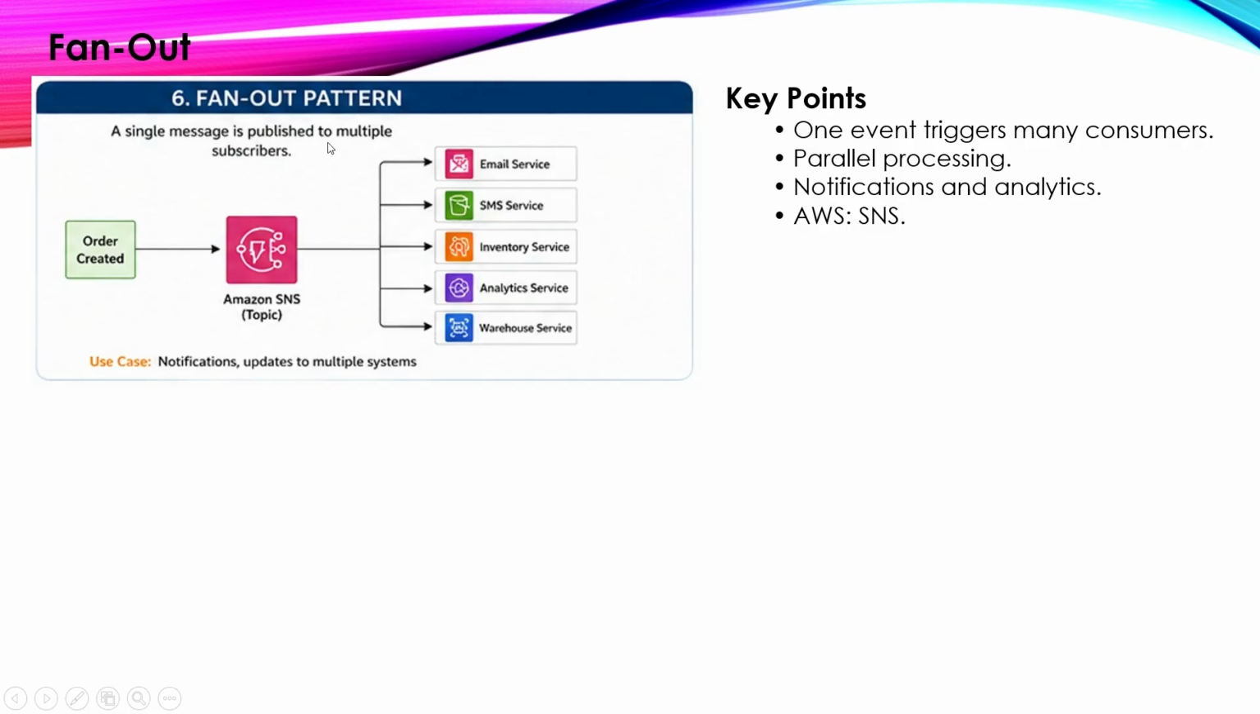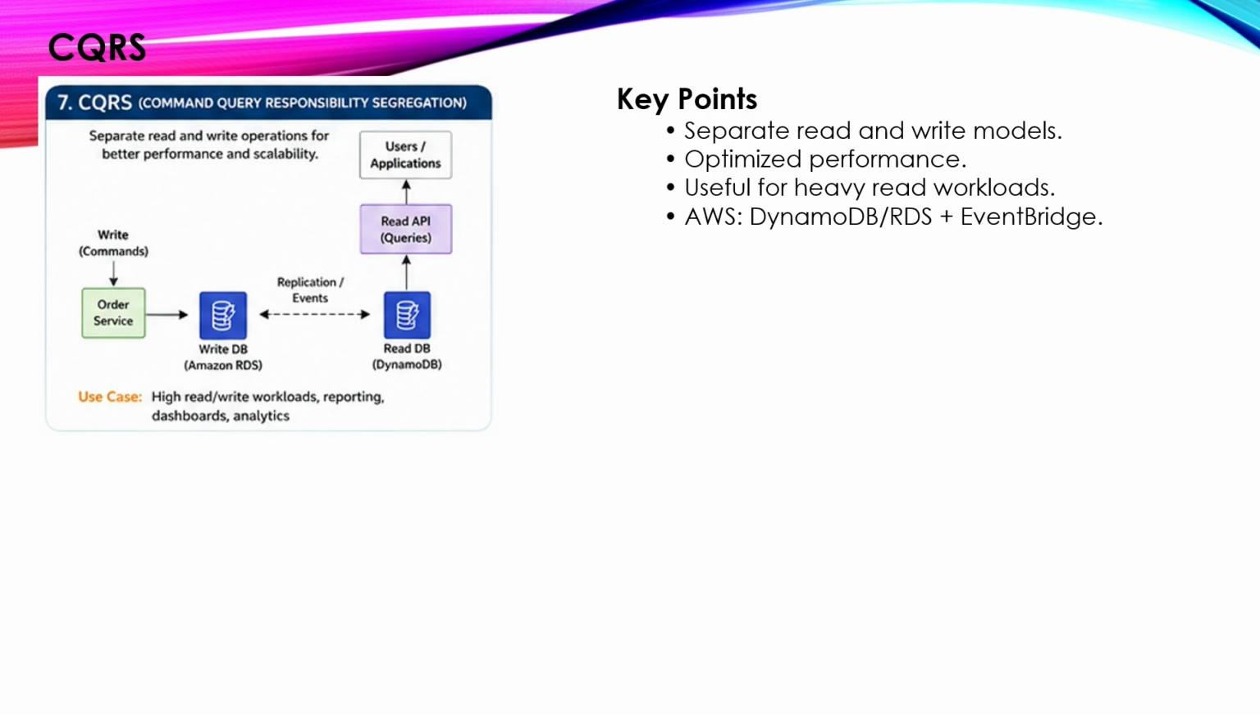A single message is published to multiple subscribers. So notifications update multiple systems. One event triggers many consumers. Parallel processing happens for notification and analytics kinds of systems, right? So this is also one of the very popular fan out patterns in AWS architecture patterns. Now another is the next architecture pattern.